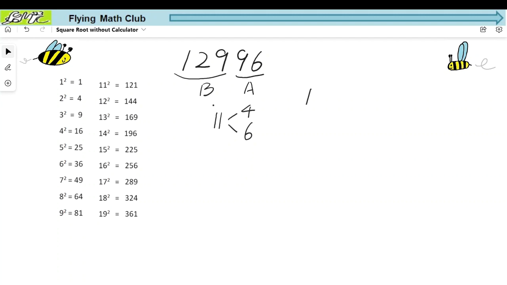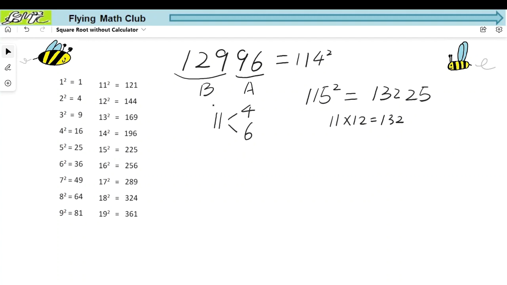We pick 115 squared as reference. This one ends in 25. 11 times 12 equals 132. So 115 squared equals 13225. This one is bigger than the target number, so its square root should be less than 115. So we pick 114 as its square root.